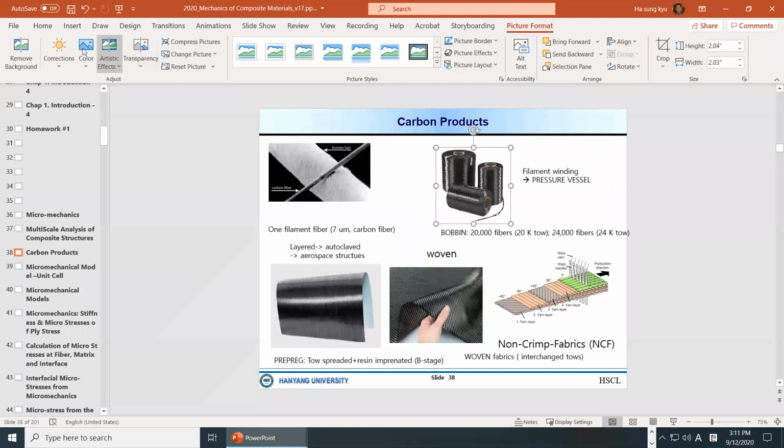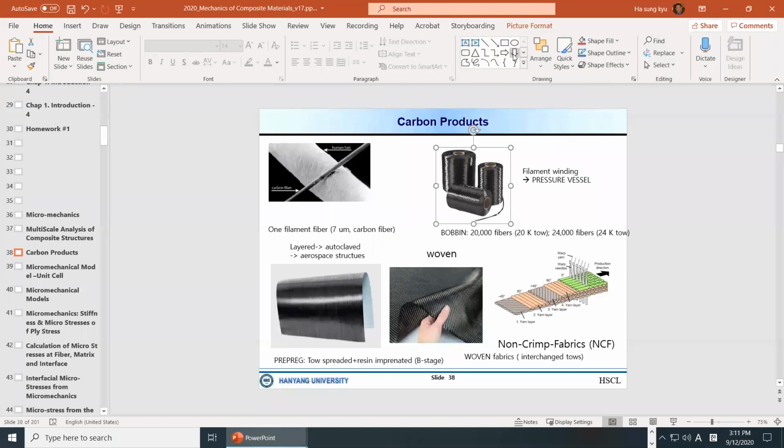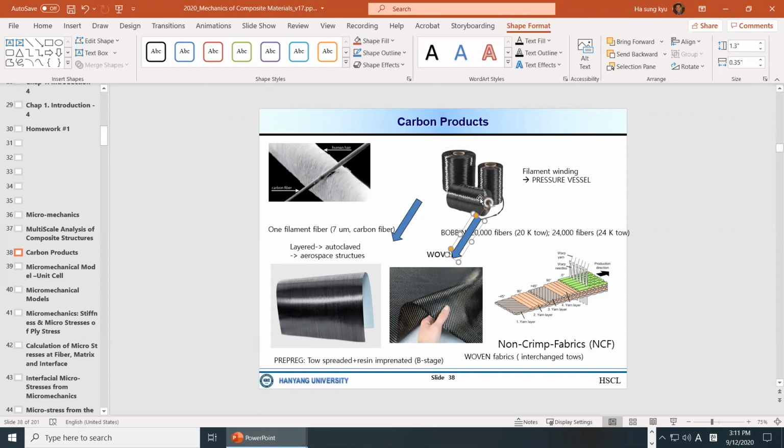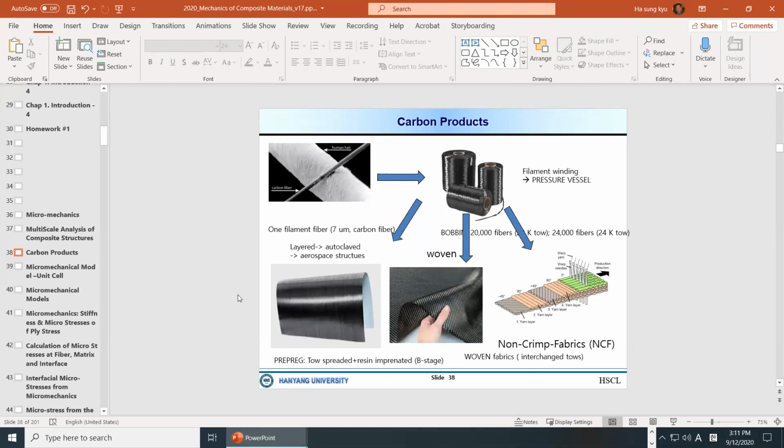many different processes. Like here we can have a spreading, we can have a woven, we can have a NCF. Of course, this is how they make a carbon product.